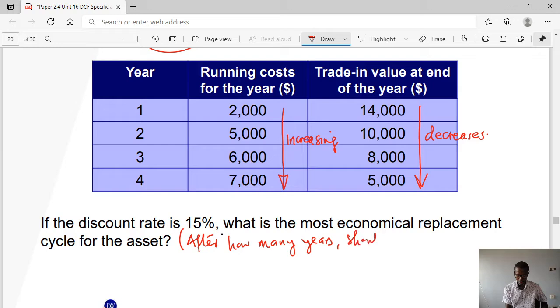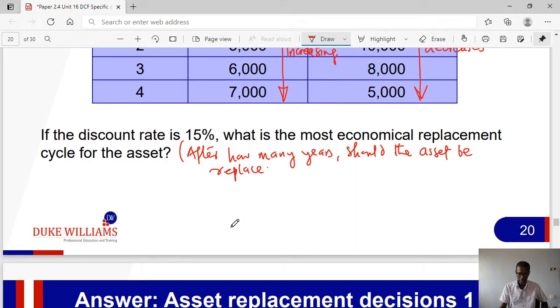Should the asset be replaced? Now, before we go further, in looking at asset replacement, one outstanding formula that you must always commit to memory is equivalent annual cost, or even equivalent annual benefit.